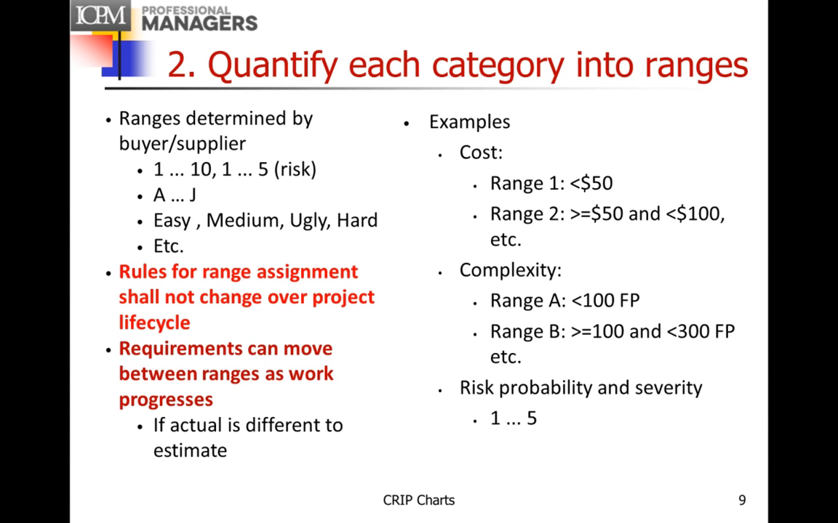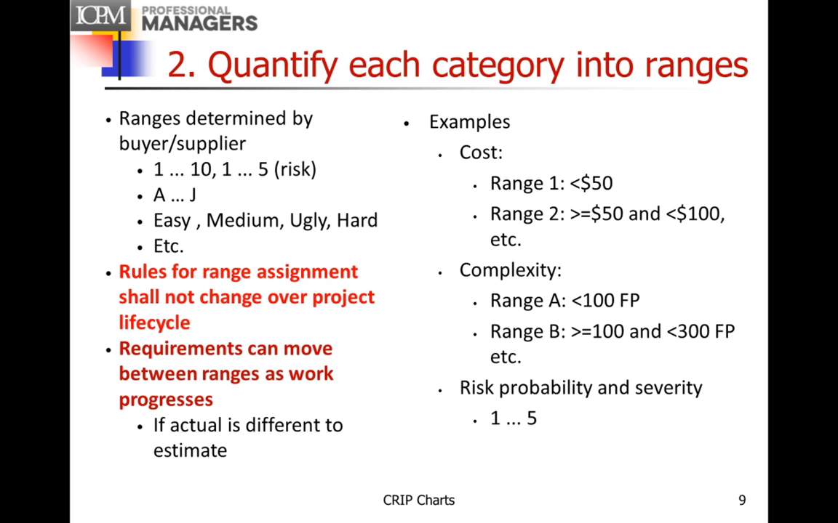That's fine. And typical examples of ranges, for example, cost. Range 1 would be estimated cost to complete of under $50. Range 2, somewhere between 50 and 100. Range 3, 100 and somewhere else, and so on. Or complexity. Range A, less than 100 function points.